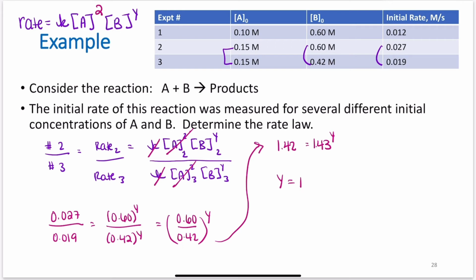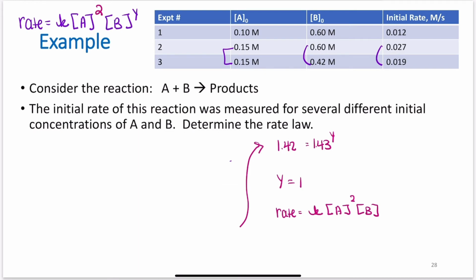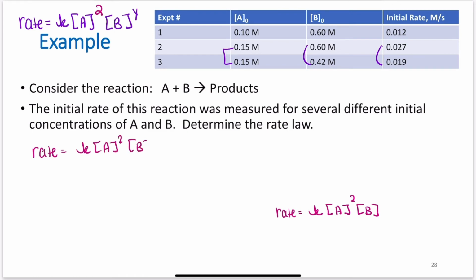The overall rate law is equal to K times the concentration of A squared times the concentration of B. Now, how would I find the value of K if I wanted it? I would plug my values in from the reaction itself to find the value of K. So the rate equals K times the concentration of A squared times the concentration of B.